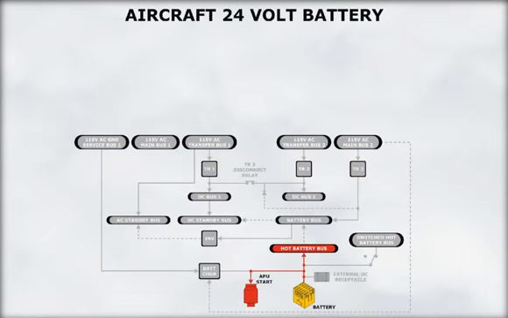A 24-volt battery supplies DC power to start the APU and to power essential equipment when the aircraft has lost all electrical power. A fully charged battery can power the essential equipment for 30 minutes.